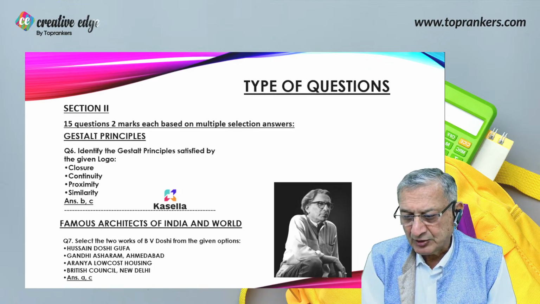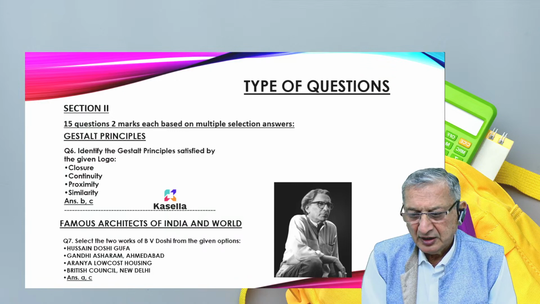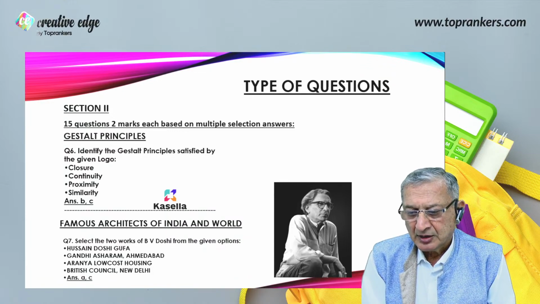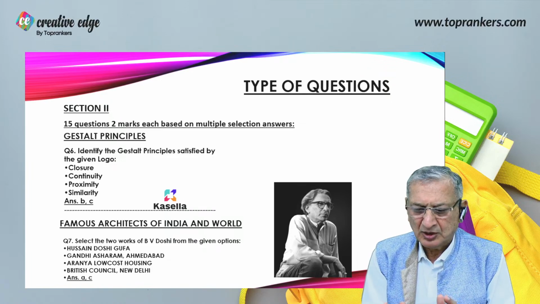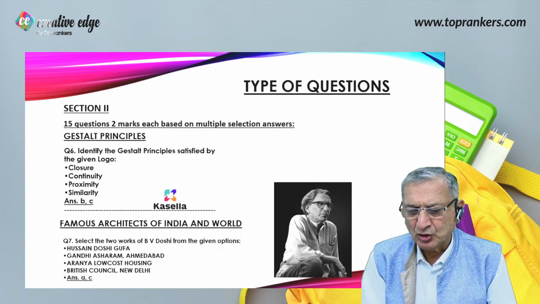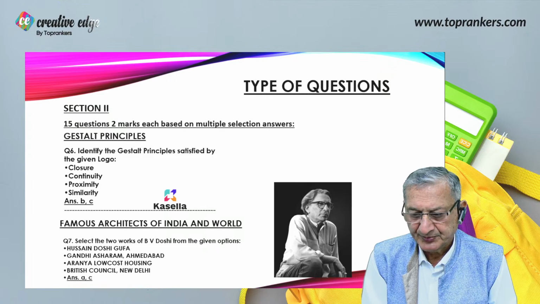Now there are 2 types of question written on this slide, which you can clearly see on the slide. 15 questions of 2 marks each based on multiple selection questions. Now here, very simply, NATA has given 4 choices, and you have to select 2 correct ones, and that will give your preference.